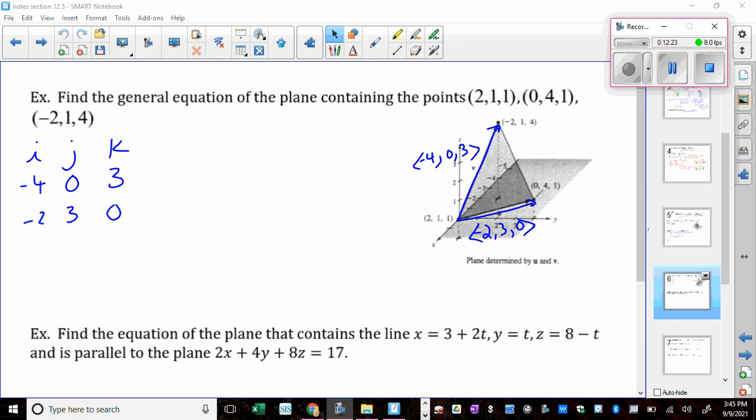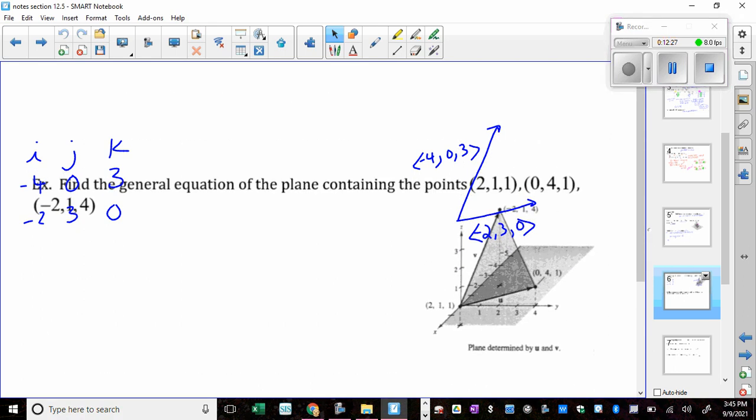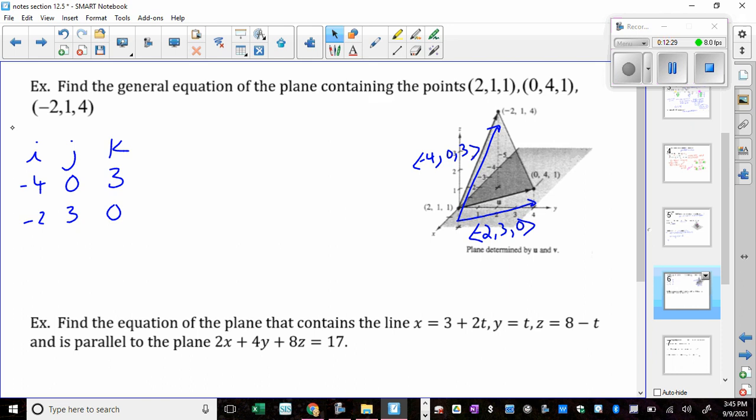I'm going to pause this, and I'll be back in a second. All right, so we'll finish this example, and then I'll stop.